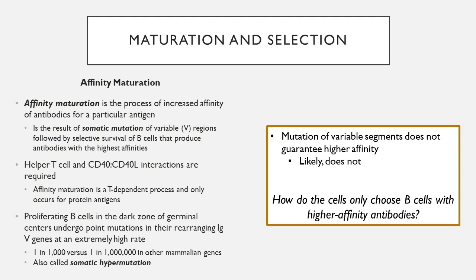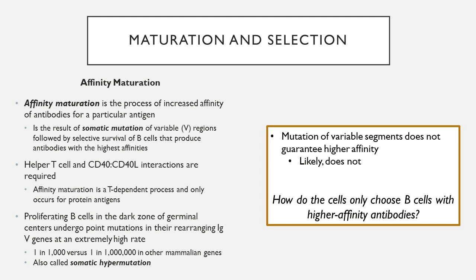The mutations occur during the proliferation and reproduction process, so because of that it occurs in the dark zone, not the light zone of the germinal centers. And it's really just single point mutations that rearrange the Ig variable genes that encode the variable region of the antibodies. And this occurs at an extremely high rate.